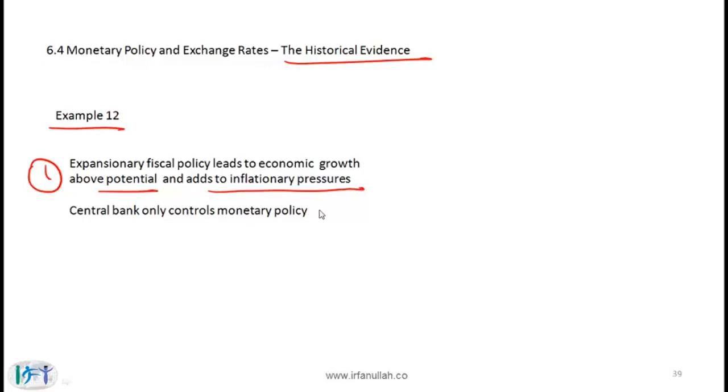We've already discussed that briefly, but I just wanted to make sure that you have this in mind as you approach example 12. And the other point, which is rather obvious, but still I want to remind you, is that the central bank only controls monetary policy. The fiscal policy is controlled by the government. So with those additional points, you can now attack example 12.